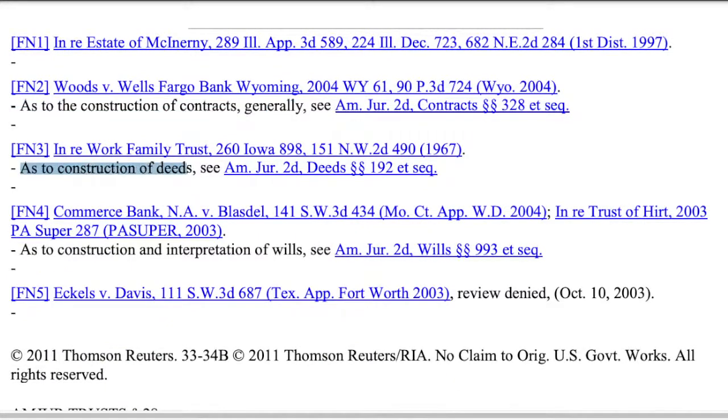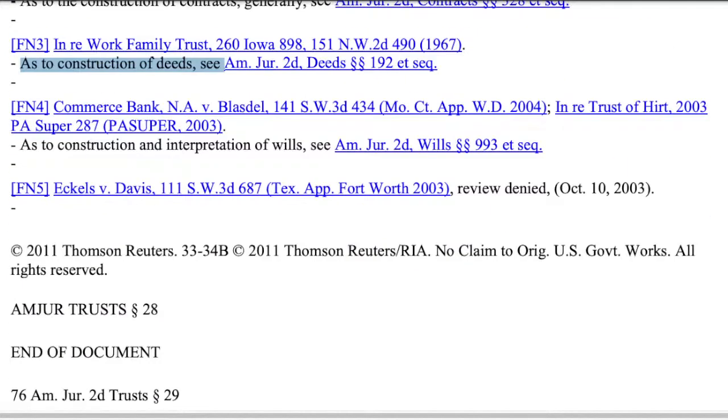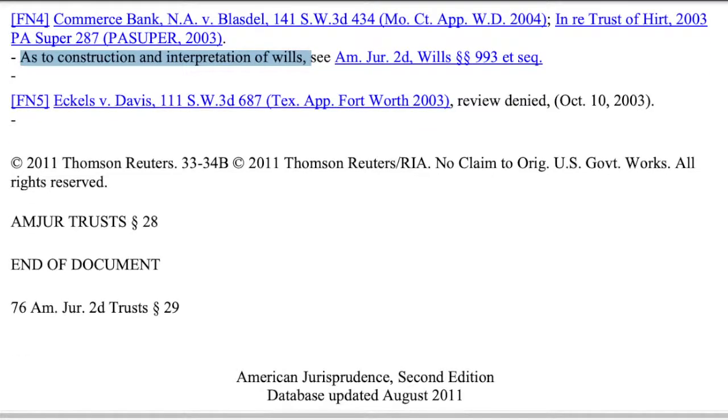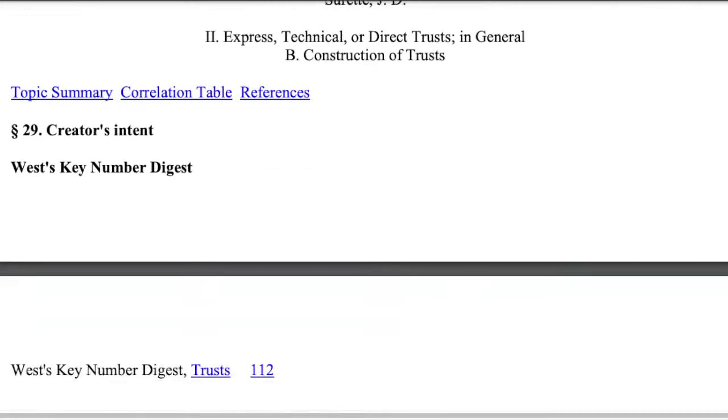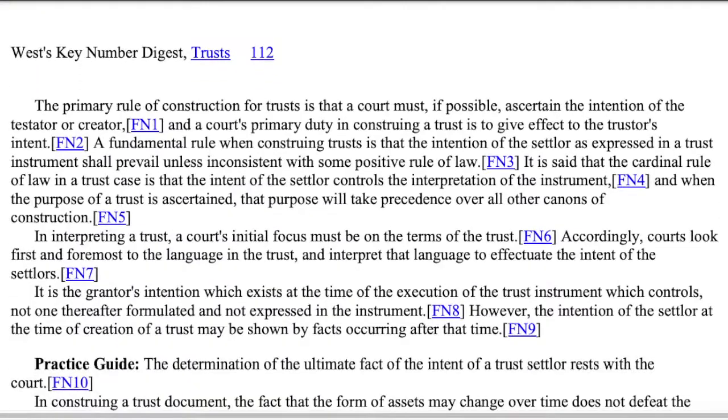As the construction of contracts generally, see contracts, so we could look at that some other time. As for the construction of deeds, we could look at American jurisprudence on deeds, which I do have. And the construction and interpretation of wills, we're not going to talk about death that much here. All right, let's see what we're on to here. Creator's intent. And I think we're going to be leaving off on this section right here, so let's get right to it.